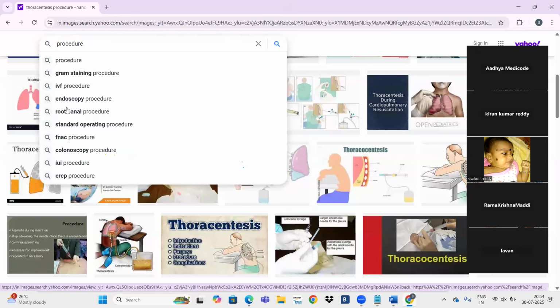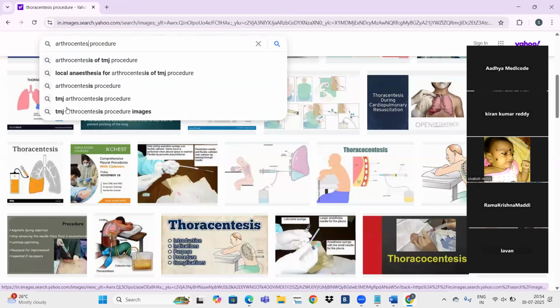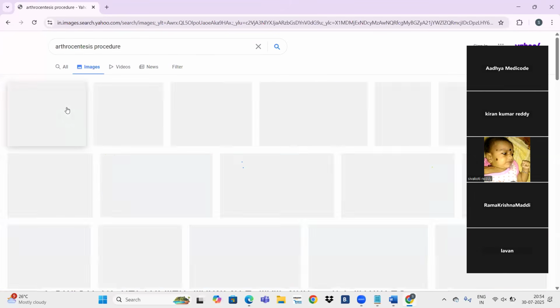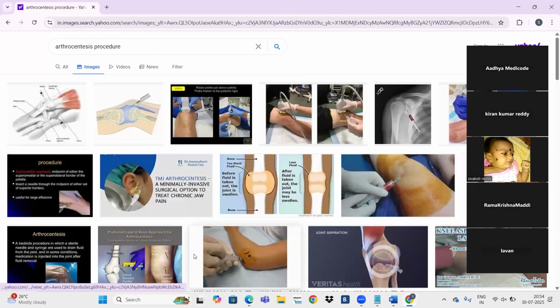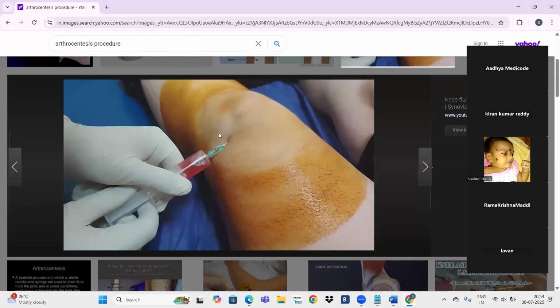Okay, all centesis procedures. Yeah, they will puncture with a needle and remove the excess fluid or gases. Like this. Okay, centesis procedures.